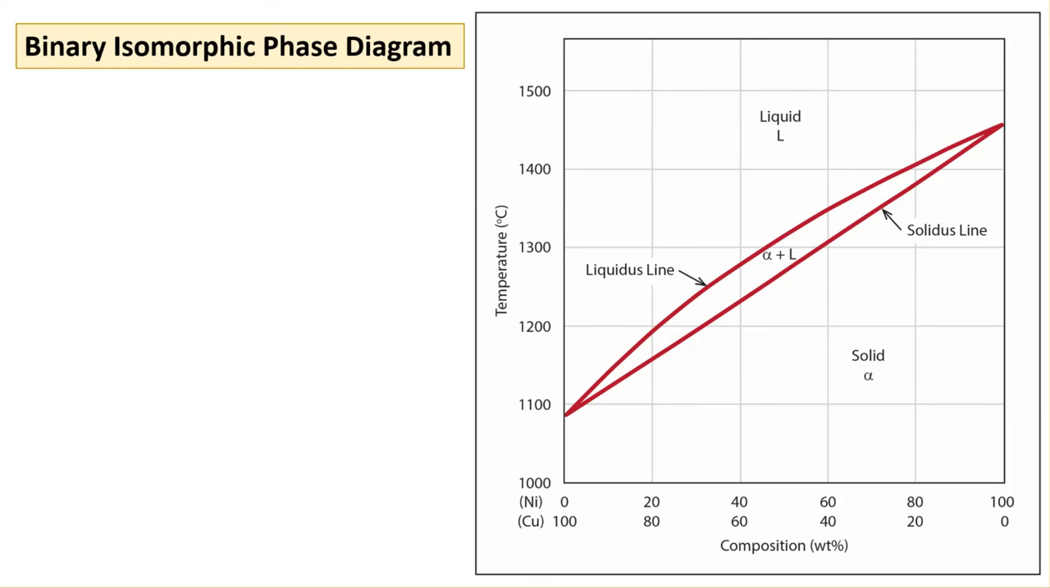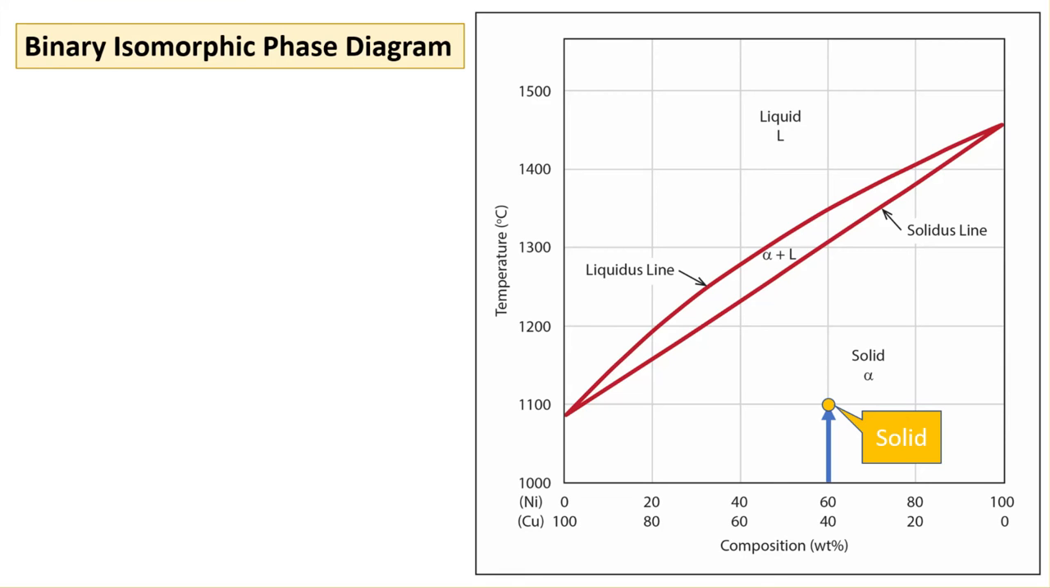Let's say that we have an alloy that is made from 60% nickel and 40% copper, and it's heated to 1100 degrees Celsius. What phase would we have? We would have a solid. We call this the alpha phase.